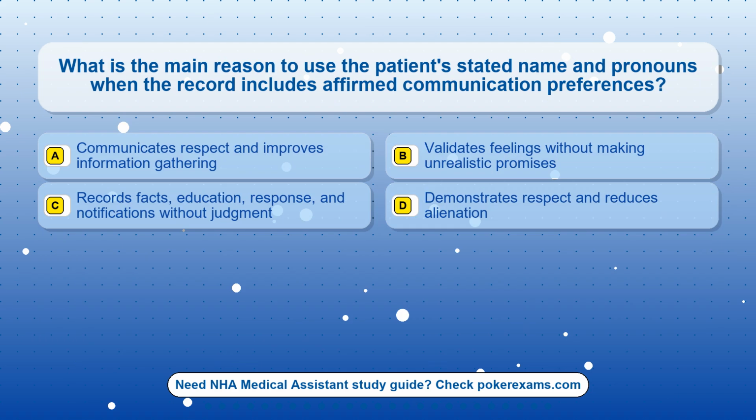Question 24. What is the main reason to use the patient's stated name and pronouns when the record includes affirmed communication preferences? Option A. Communicates respect and improves information gathering. Option B. Validates feelings without making unrealistic promises. Option C. Records facts, education, response, and notifications without judgment. Option D. Demonstrates respect and reduces alienation.